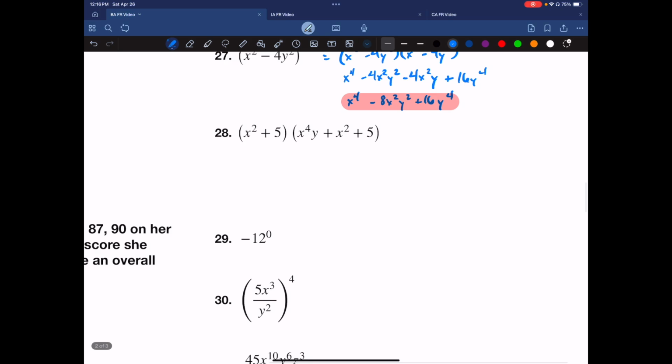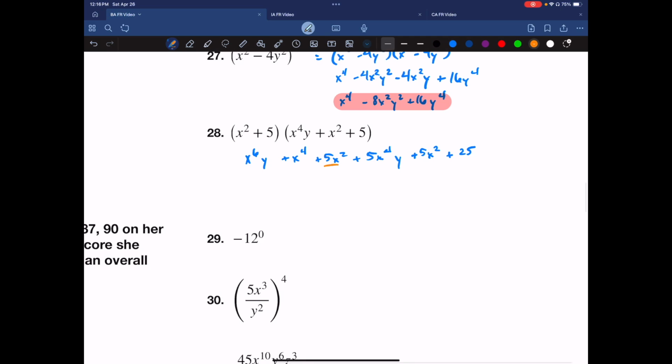All right, on 28, I'm going to distribute x squared times x y to the fourth. It's going to be x to the sixth y, plus x to the fourth, plus 5x squared, plus 5x to the fourth y, plus 5x squared, plus 25. Now, this is a lot, and there's not a lot of like terms here, even, but I do have 5x squared and 5x squared. Outside of that, I'm just going to put this all together, and then there's not a clear way to put my terms together, so just do your best.